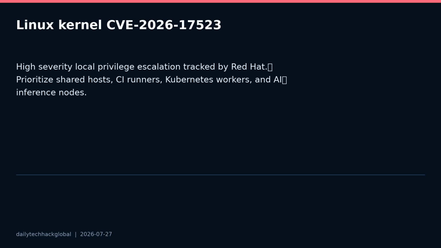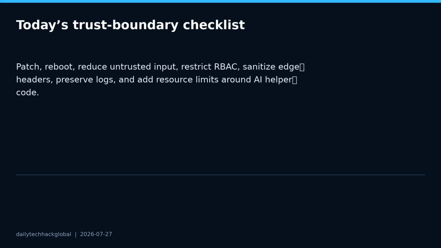For builders, the AI lesson is to stop thinking of LLM helper code as low-risk glue. Parsers, converters, prompt tools, file handlers, and agent connectors all process untrusted data. Give them resource limits and isolation before an outage forces the issue. For business leaders, the message is to fund boring controls: dependency tracking, RBAC reviews, log retention, and fast patch windows. Those controls decide whether a medium availability bug becomes a contained ticket or a customer visible incident.